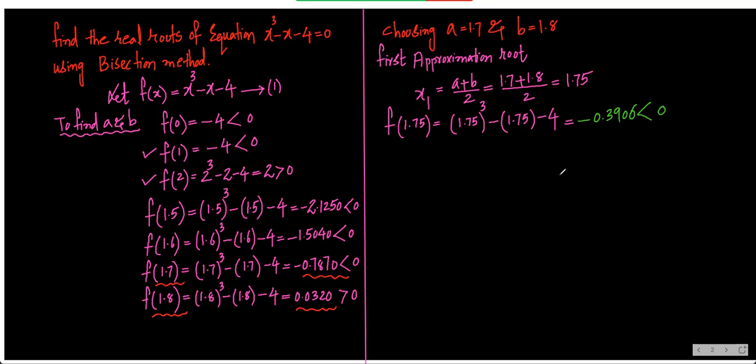Okay, so what you are getting is 0.3906. Can you check it once again, because I am getting 0.3900. No problem. So we can say that less than 0 means this is replaced by A, that is 1.75. B value will be as it is.